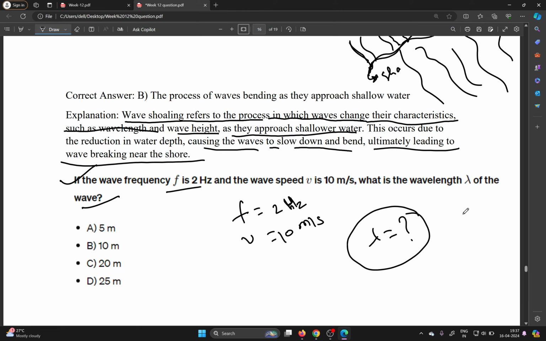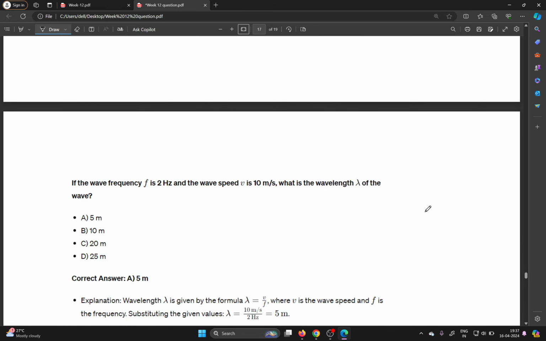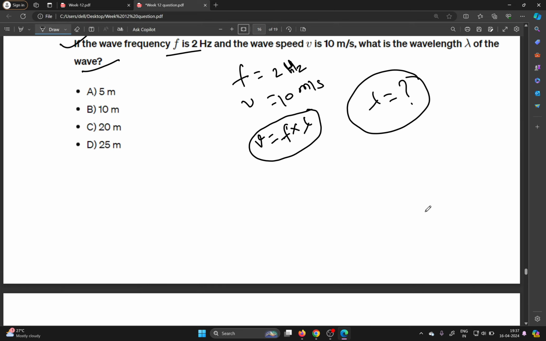So the answer to this question: the relation between your frequency, velocity and the wavelength is that the velocity of the wave, the speed of the wave, is equal to your frequency times your lambda. Sorry for that. Yes, it's okay: velocity is equal to frequency times lambda.